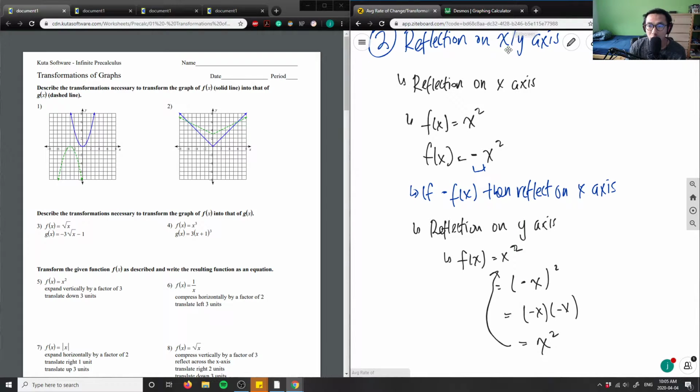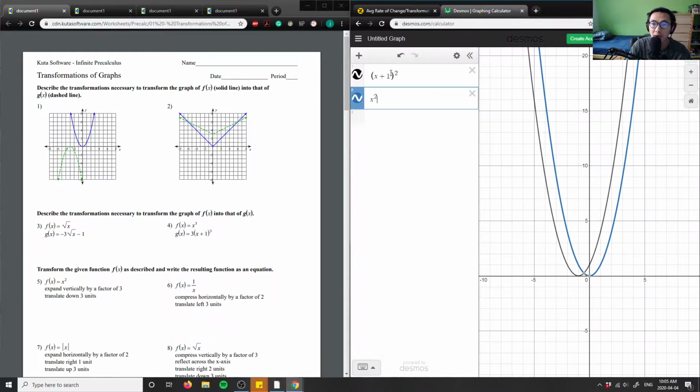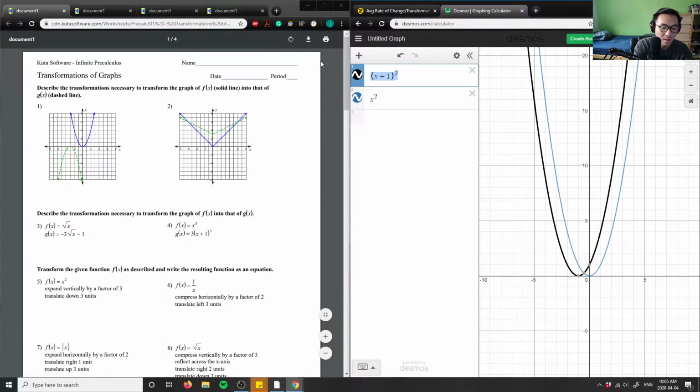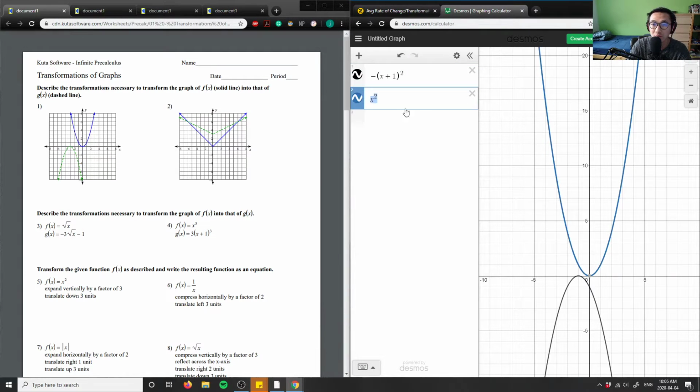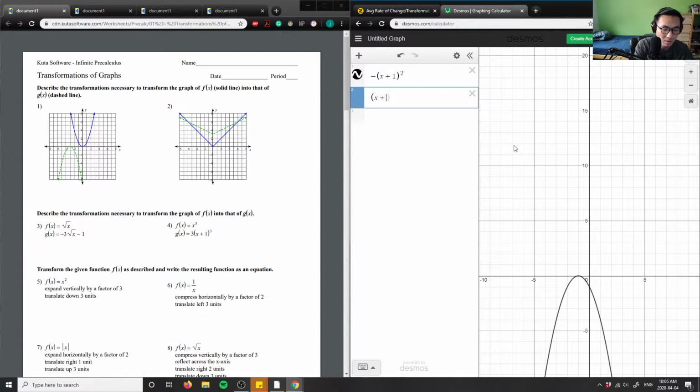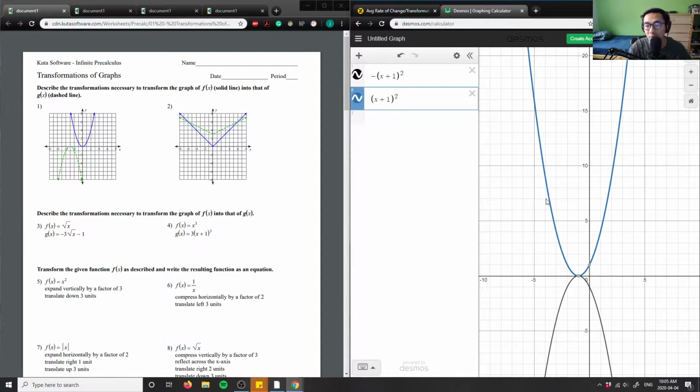So we talked about reflection on the x-axis. The entire function is reflecting on the x-axis. So it's going from this way, and then it's moving down, right? I visualize that by putting a negative here, so it reflects on the x-axis, as you see here. So it's being reflected, moving from this side of the plane to this side of the plane.